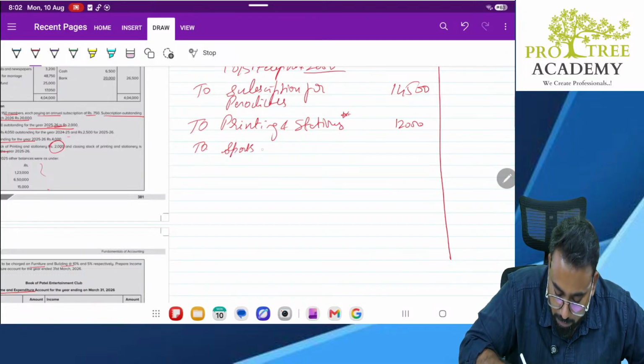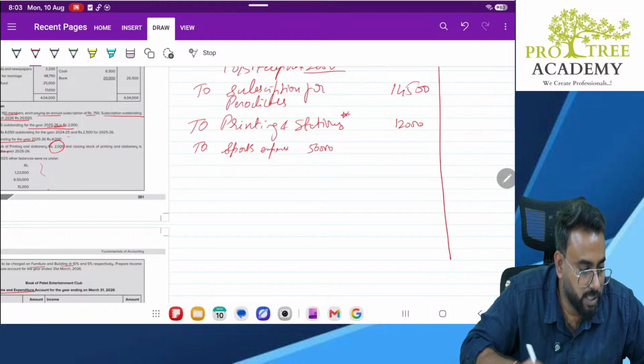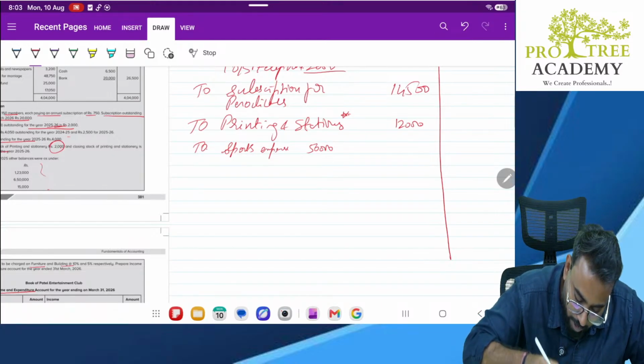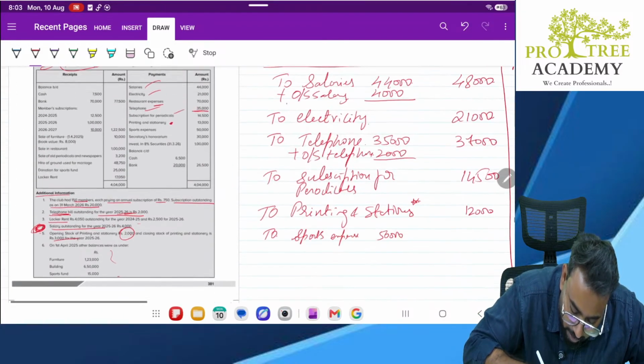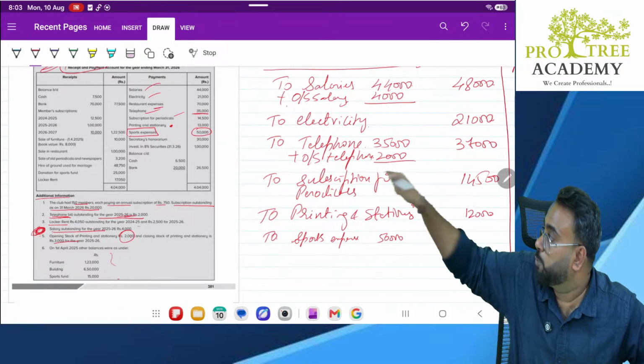How much? 50,000. Okay. Membership subscription. See the sports expenses, understand here very carefully. Sports expenses, how much am I having? 50,000. How much have I received as donation in particular to sports?